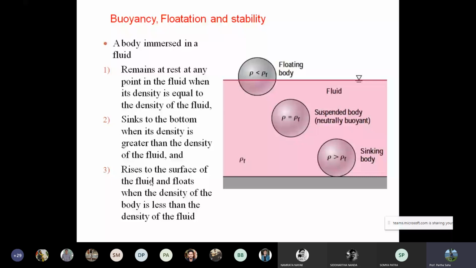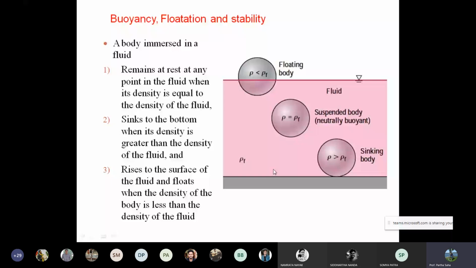So let's look into a couple of examples here. Three different bodies are given. One is a floating body, because the density of the body is less than the fluid density, so it is going to float. Then another, I have given the example where rho equals rho of water, that is, the density of the body is equal to the density of water, so it is going to remain suspended in the water. And the sinking body, where the density is greater than the fluid density, so it is going to sink into the water, right? This is the straightforward example.